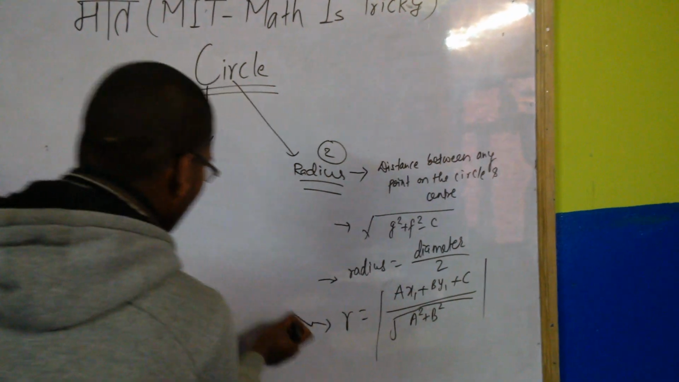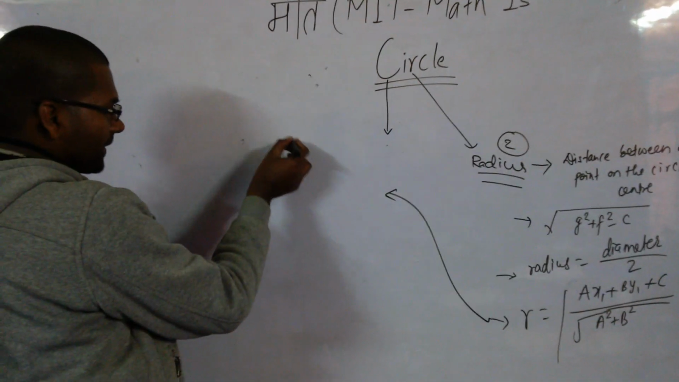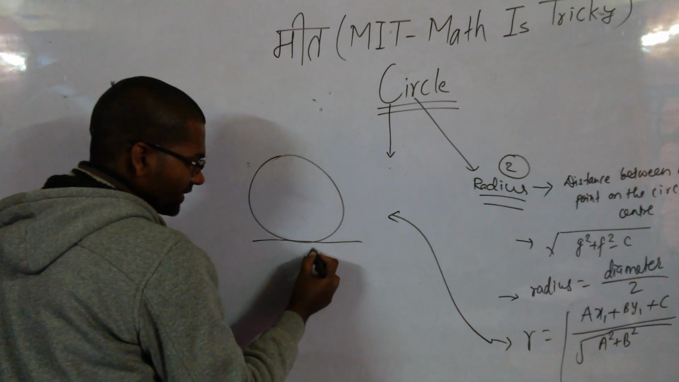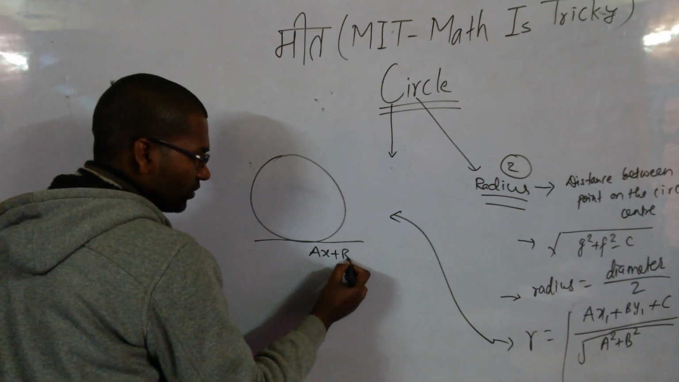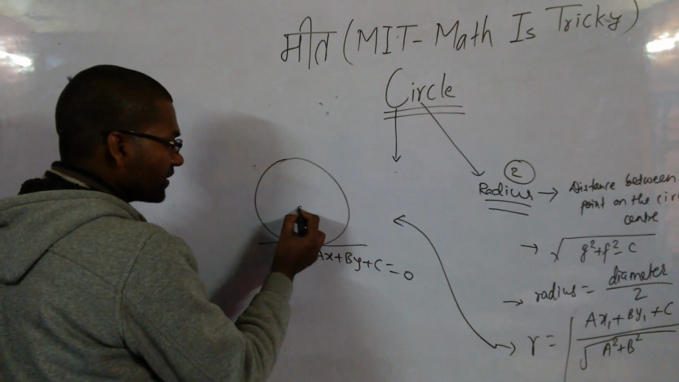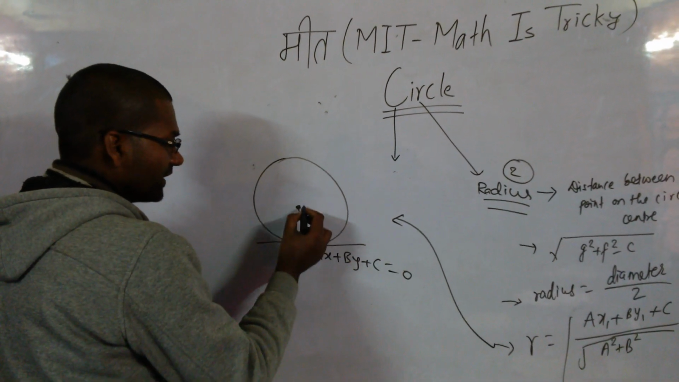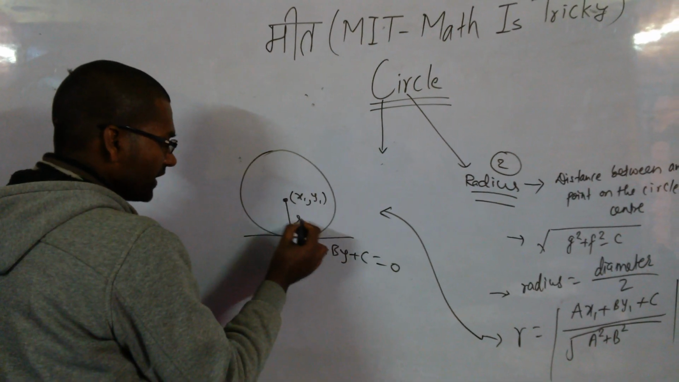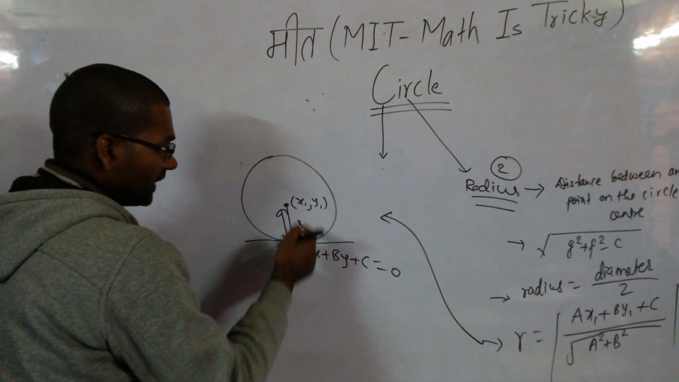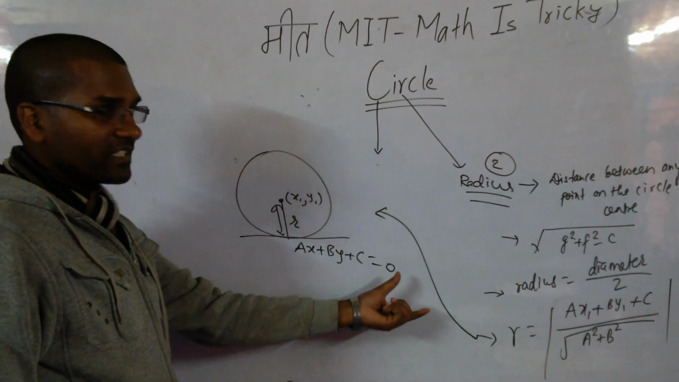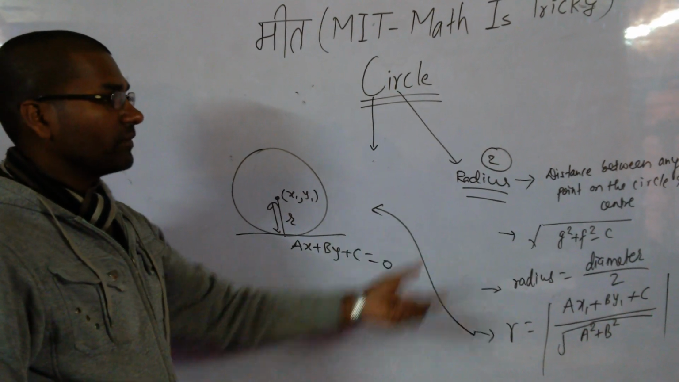This formula will be used when one circle is given and the line is tangent, ax plus by plus c equals 0. If this line is tangent and your center is given, say x1, y1, then this will be the radius, and in this case we use this formula. It is rarely used, but sometimes we can use this to solve the problems.